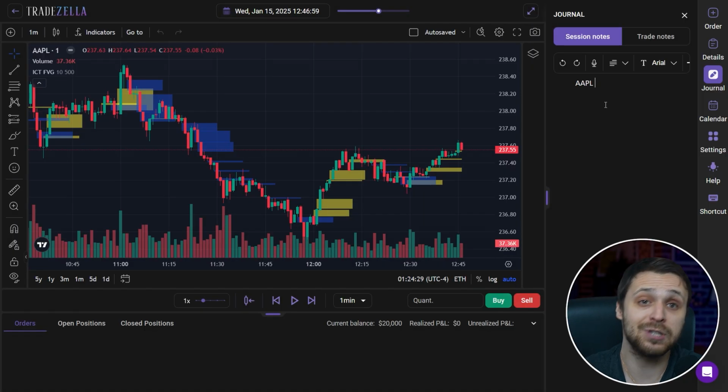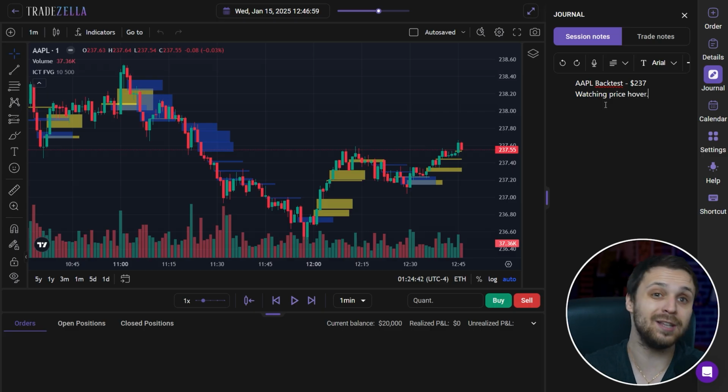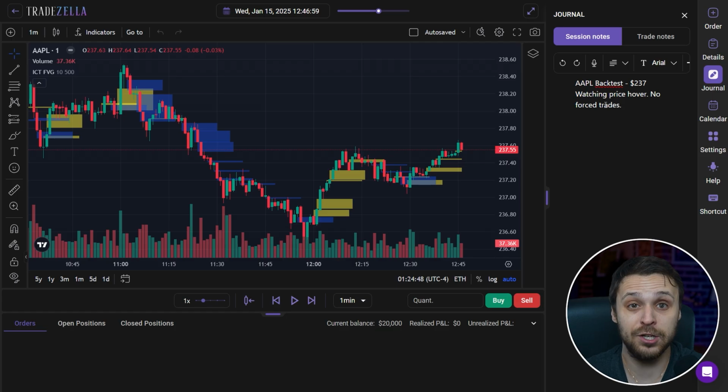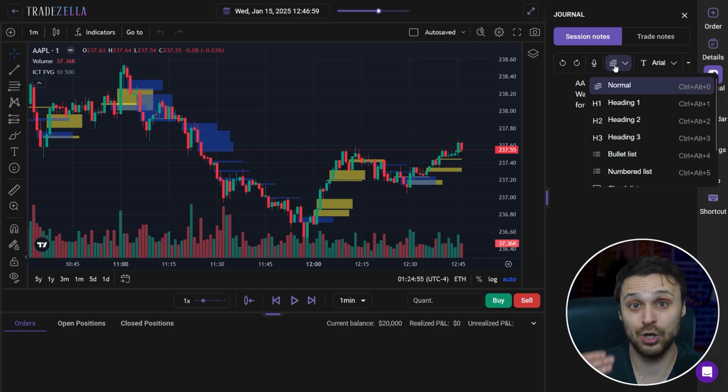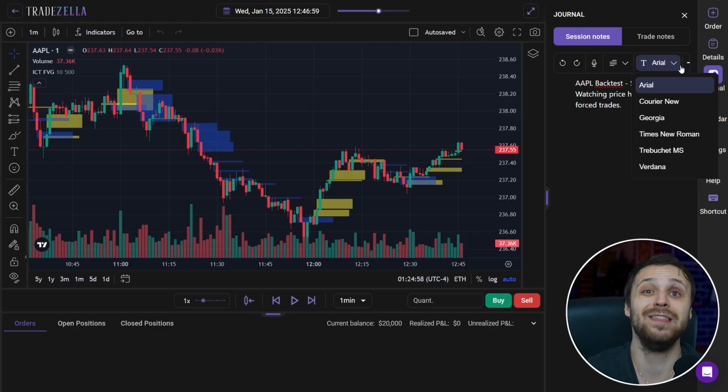A feature that I use constantly is the in-backtesting journaling. While setting up your test, you can add notes, tag emotional biases, and set your goals right inside the platform. This means the context of your strategy is preserved, making your analysis infinitely more valuable because you can actually record what you're feeling and doing in the moment.